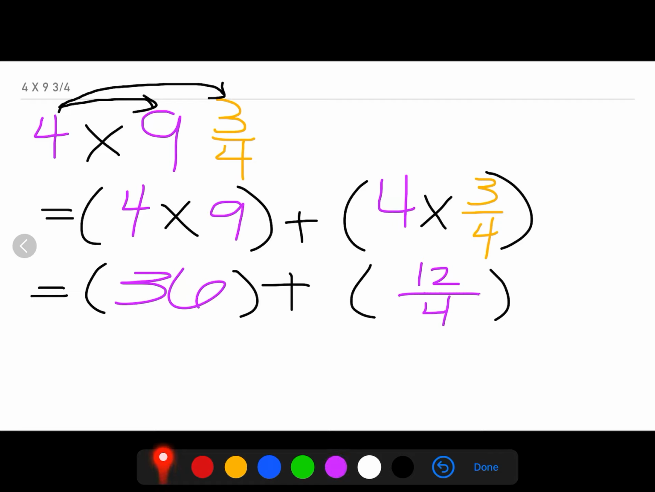We already know we need to combine 36 and 12/4. But let's go ahead and make 12/4 look a little bit nicer. Can you turn 12/4 into a whole number? If so, what do you get? Awesome. You should have gotten 3 wholes. Now I can add 36 plus 3. What'd you get?